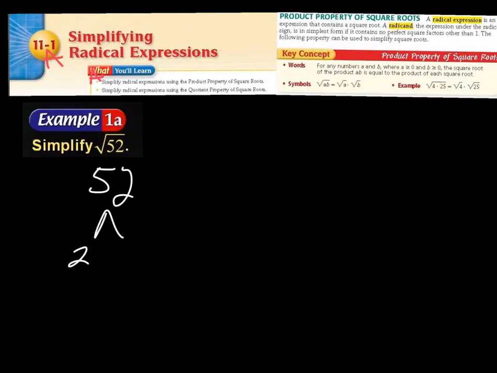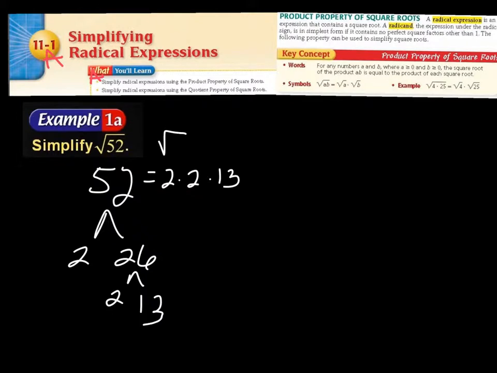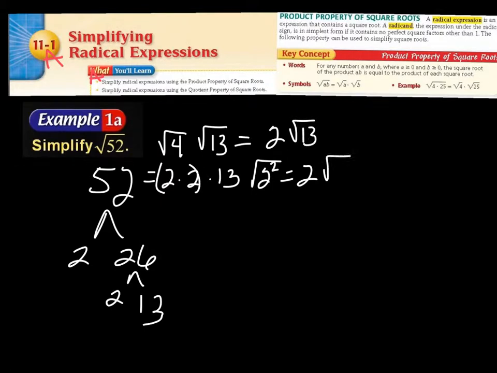Let's see, it's even, so I know I can divide by 2. It's still even, so I can divide by 2. So I've got 2 times 2 times 13. Or we could have just done the square root of 4 times the square root of 13, because 4 is a perfect square. Either way, the square root of 2 squared is 2, or the square root of 4 is 2. Now the square root of 13, we're just stuck with that. We can't do anything about that guy. So 2 ways to solve the same problem.